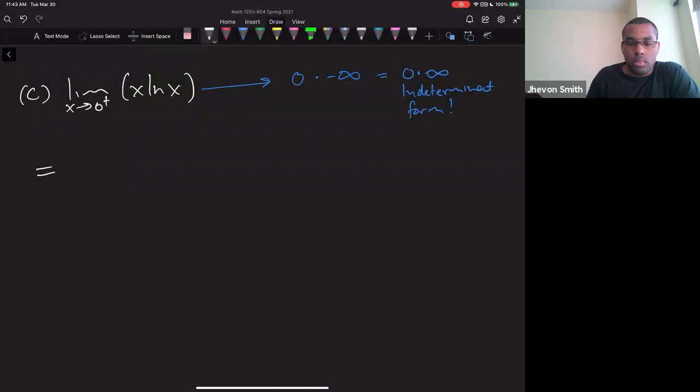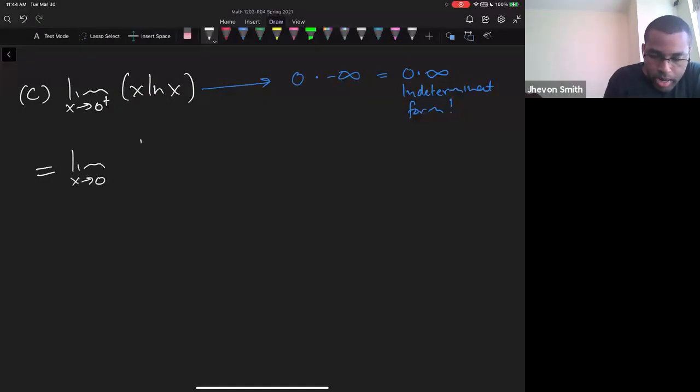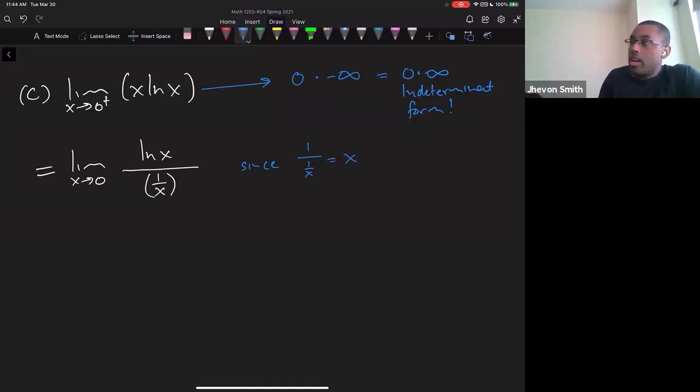The reciprocal of x. So 1 over x times ln x. You could do that. So here we could have ln of x divided by 1 over x, right? Now, of course, dividing by 0 would be an issue, but we're not at 0. We're approaching 0. We're getting close to 0. So since 1 over x is the same as x, I could rewrite one of these guys. I could also write it as 1 over ln of x.